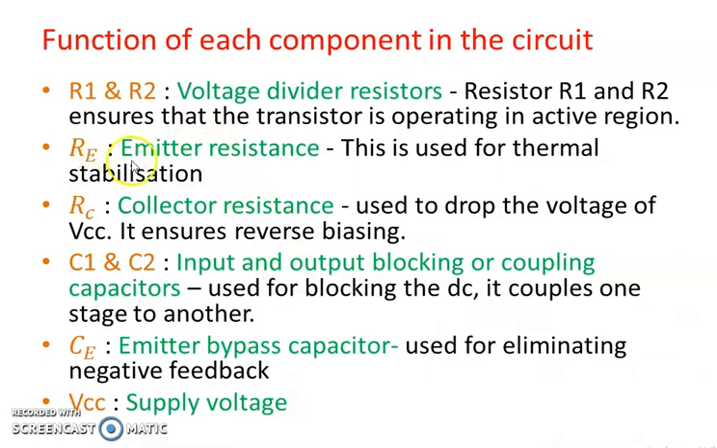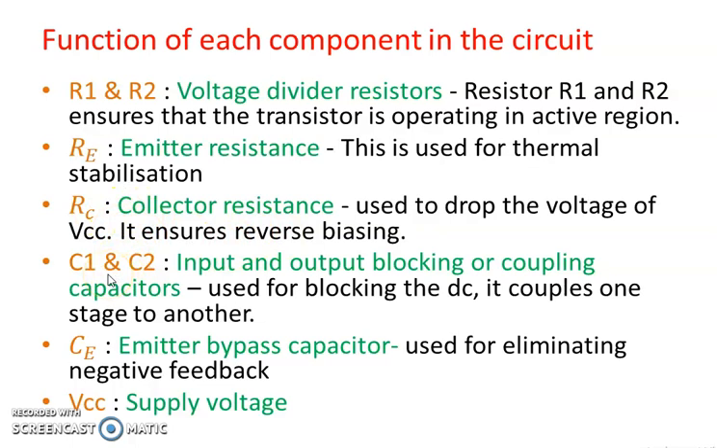What is the function of the emitter resistor? It is used for thermal stabilization. For thermal stabilization, we are using RE. Also, the collector resistance ensures reverse biasing, or the proper selection of the operating point, and part of the voltage will be generated across RC.